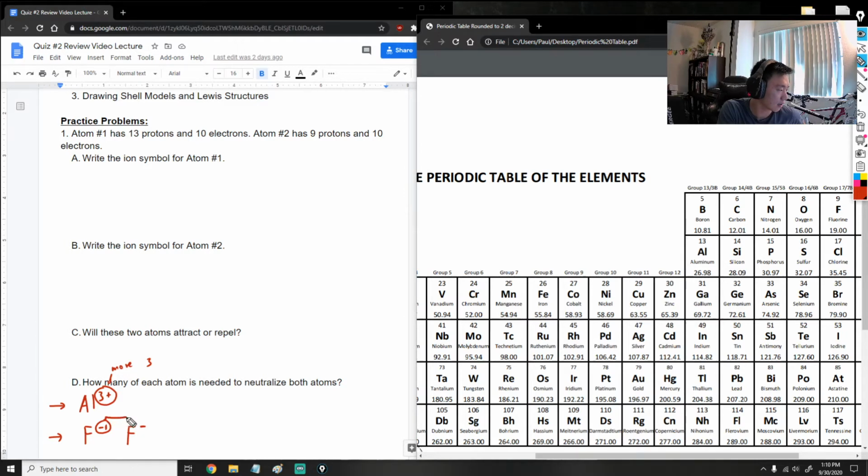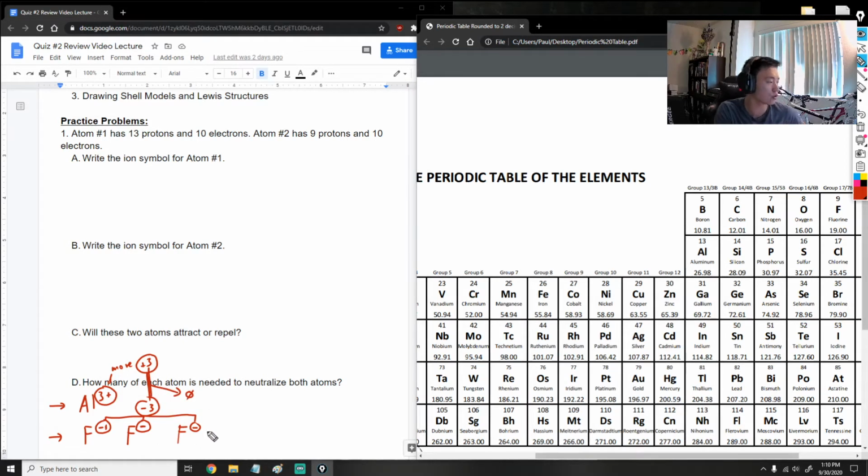how much negative energy do I have? I have -1 and -1. If you put those two together, you have -2. But if you notice, it's still +3 versus -2. It's still not balanced out. So what we need to do is add another F, because if I have another F, how much negative energy do I have? I have -1, -2, -3. And so if I have +3 and -3, they can finally balance each other out to 0.